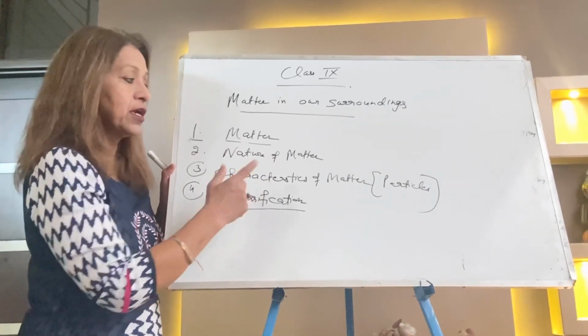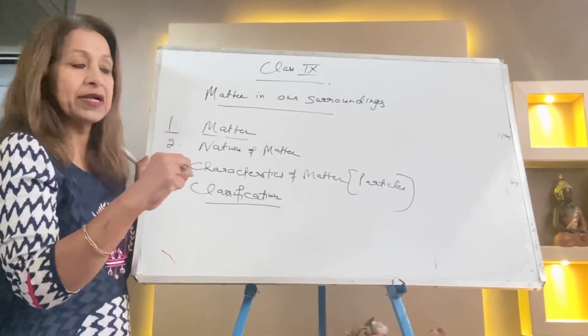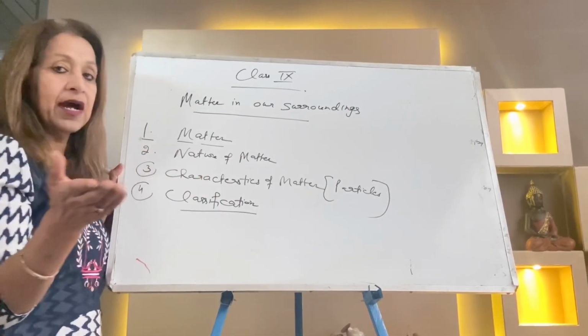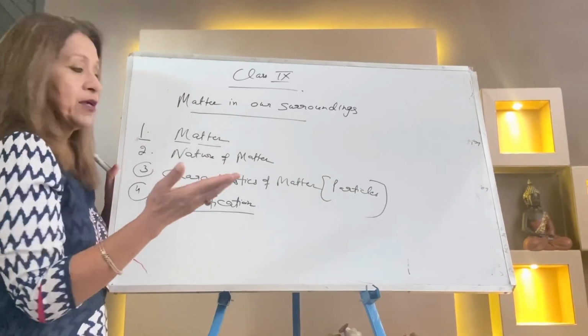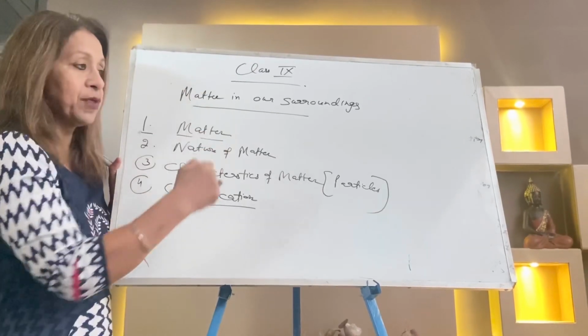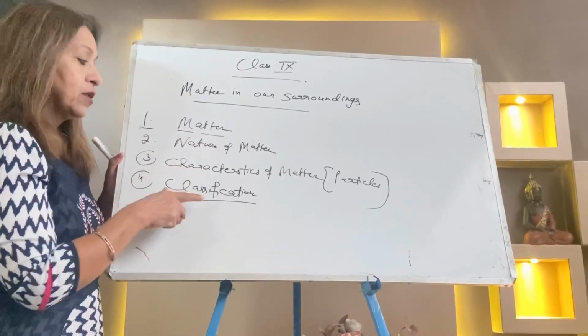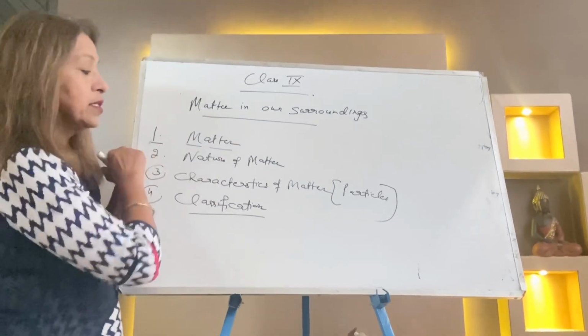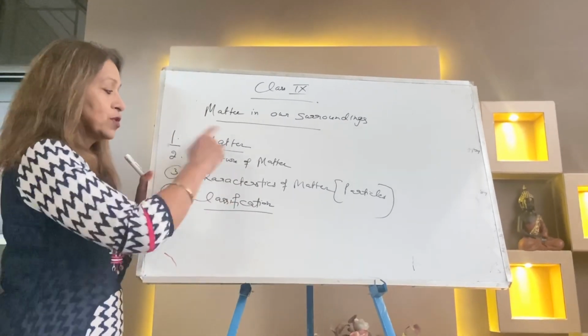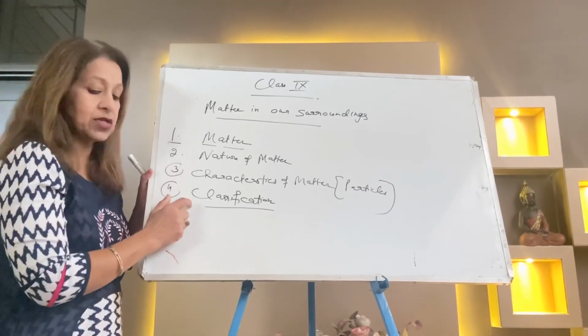Second characteristic is that particles can move, either slowly or fast, but they can move. Again I showed this by an activity where the ink travels from the side of the beaker to the water. Third characteristic is that particles have attraction, maybe less attraction, maybe more attraction. So this is all about yesterday's lecture. Let us start with today's lecture.